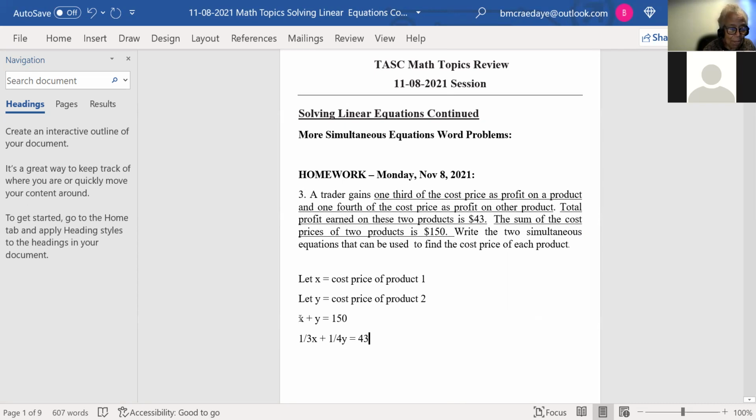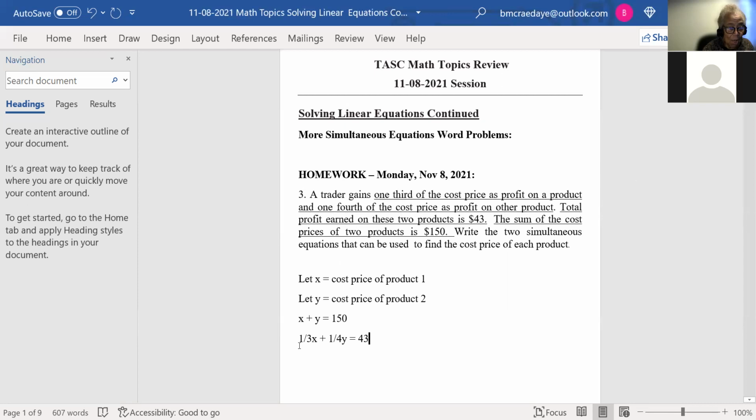The cost price of product one plus the cost price of product two is $150. That's the sum of the cost prices of the two products is 150. That's this equation. The second equation says 1/3 of the cost price is profit. So we said 1/3 times X plus, for the second product, 1/4 times the cost price, and that's equal to $43, the total profit earned on these two products.